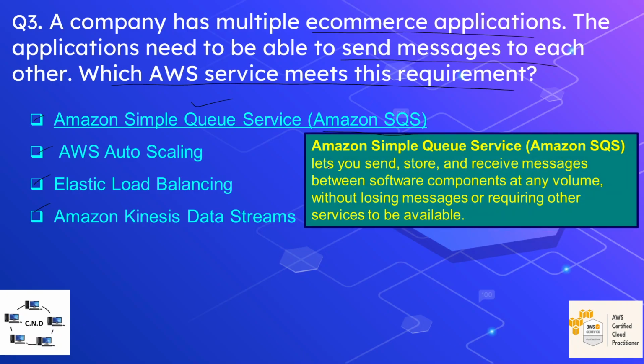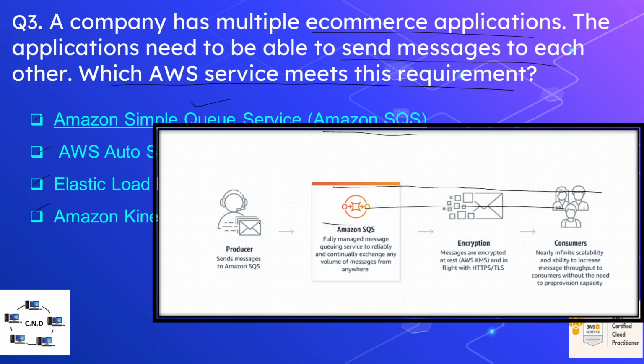So this is basically the SQS. Amazon SQS lets you send, store, and receive messages between software components at any volume without losing messages or requiring other services to be available. And this is a visual representation of this service.